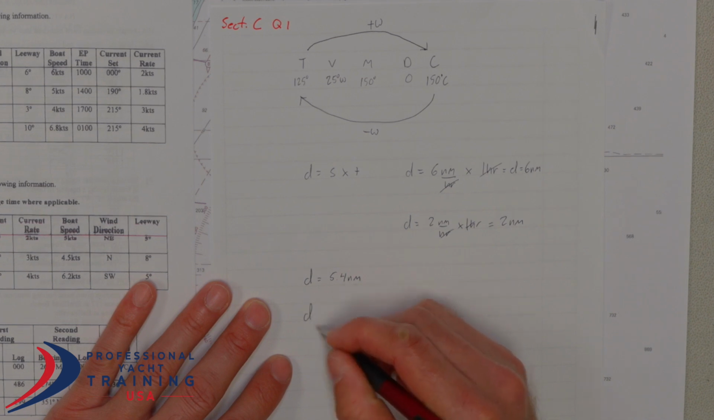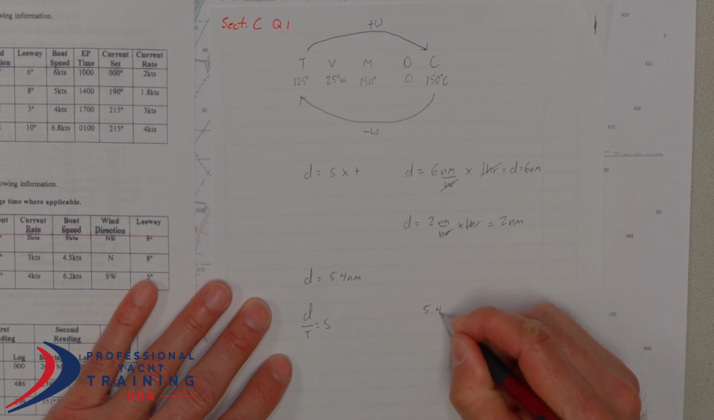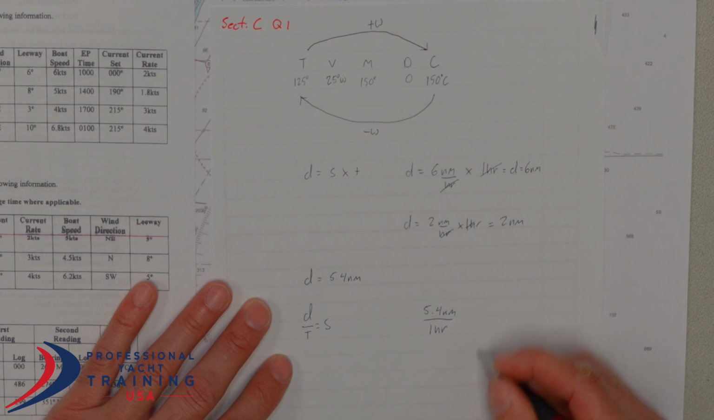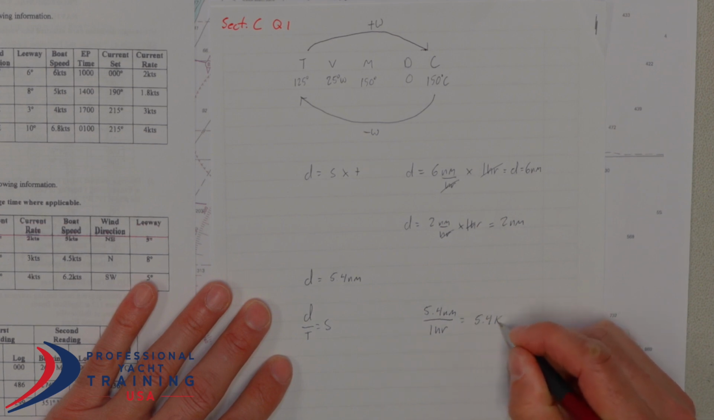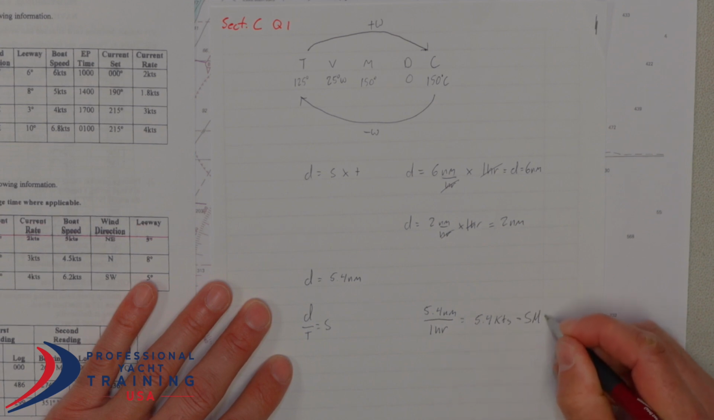Distance divided by time should give me speed. And if I do 5.4 nautical miles divided by 1 hour, since that's how long it took me to get there, well, then my speed is going to be 5.4 knots, or nautical miles per hour. So that is my speed made good.